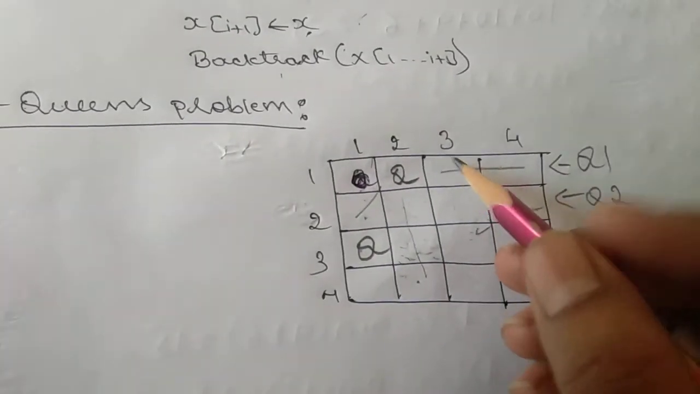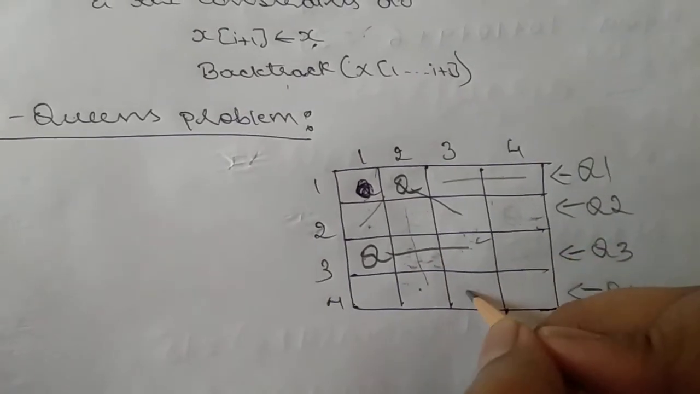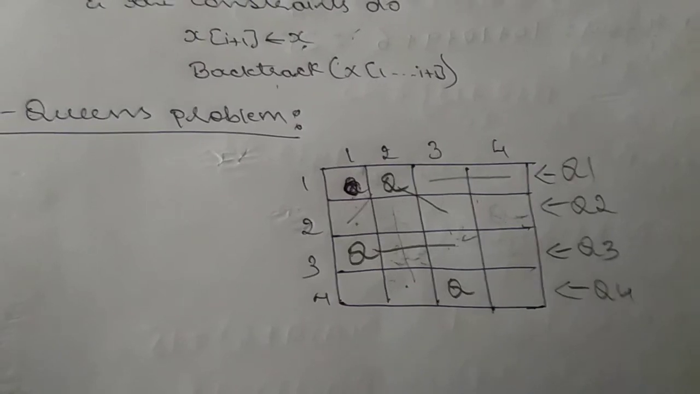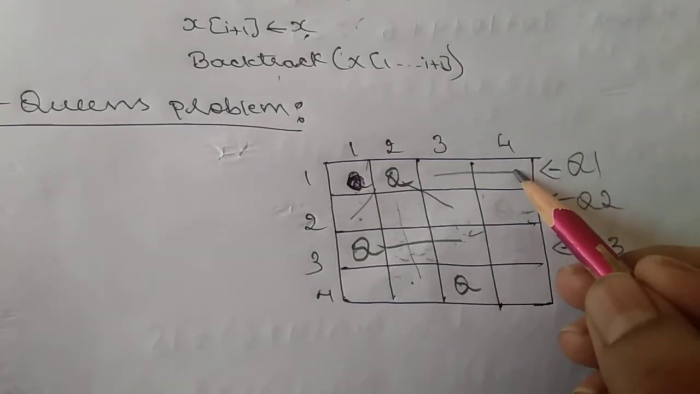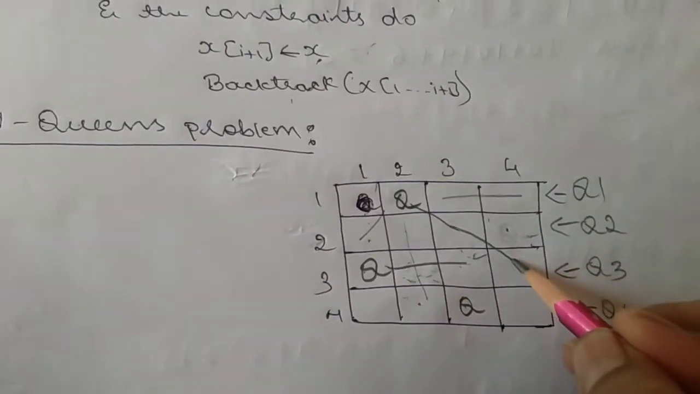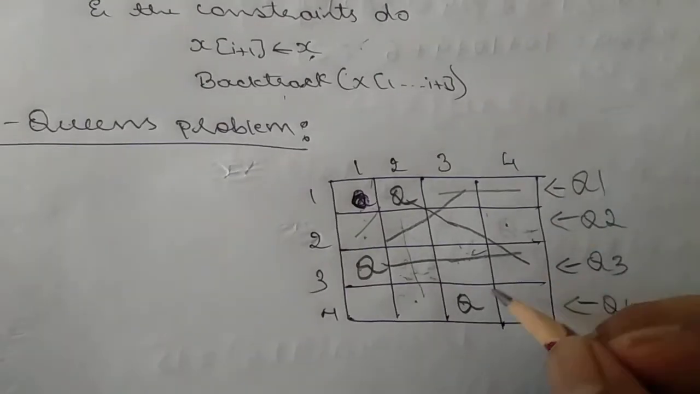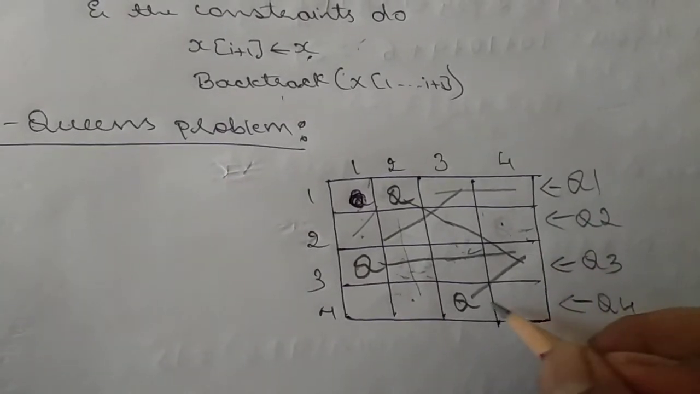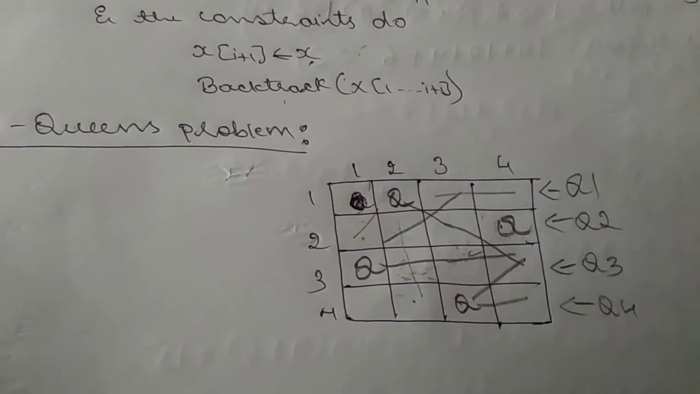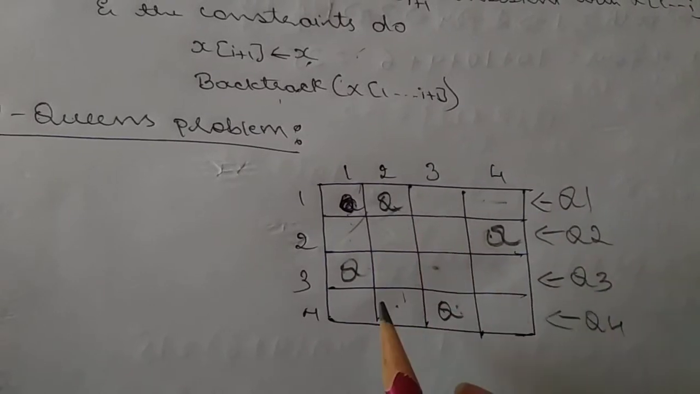In row 3, here no, I cannot place, here no, I cannot place, here yes, I can place. Then I'll come to row 4. Here I cannot place, because this queen can attack over here, this queen can attack over here, this queen can attack over here. And here in row 4, it is possible. I can place this one. So this is one solution I have got.